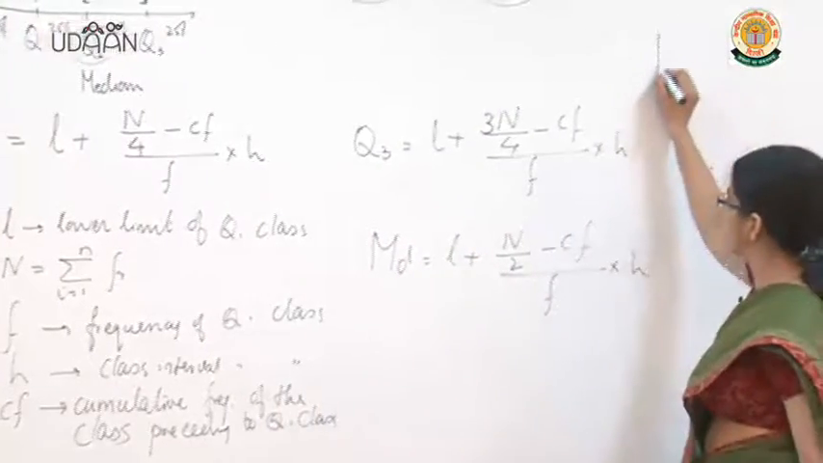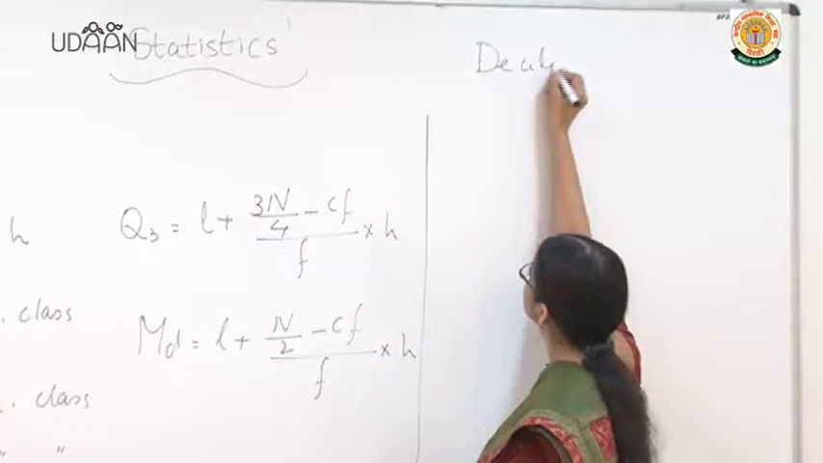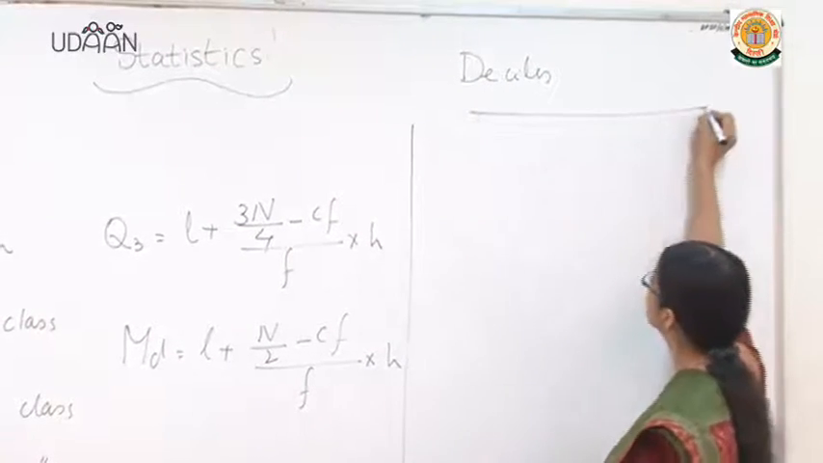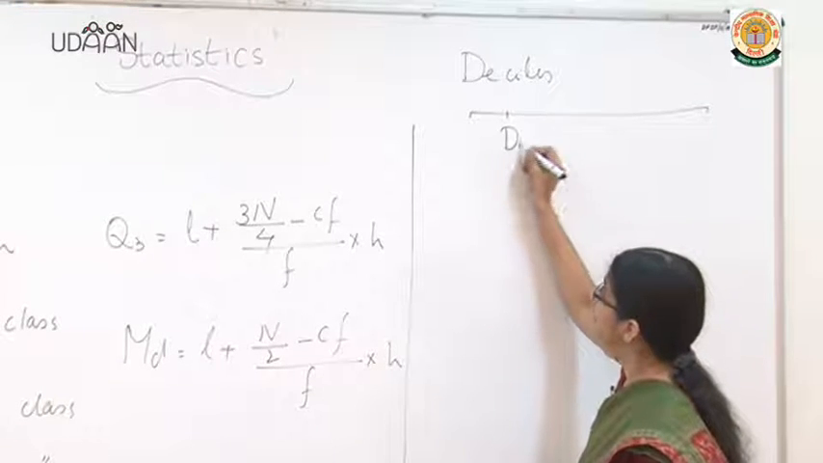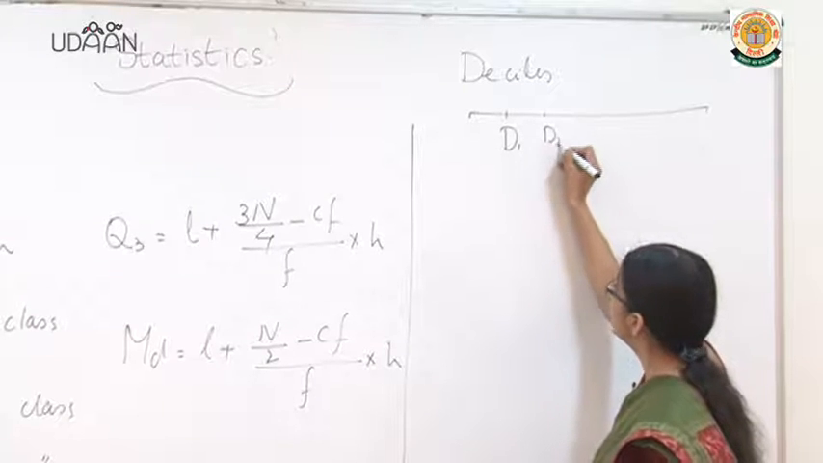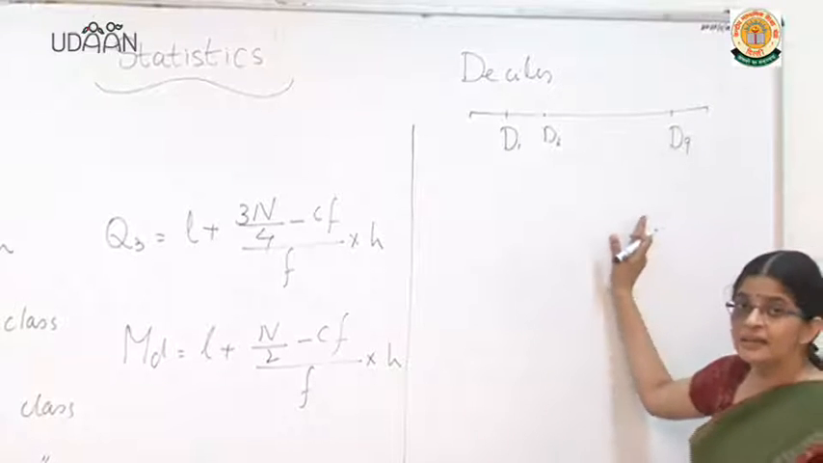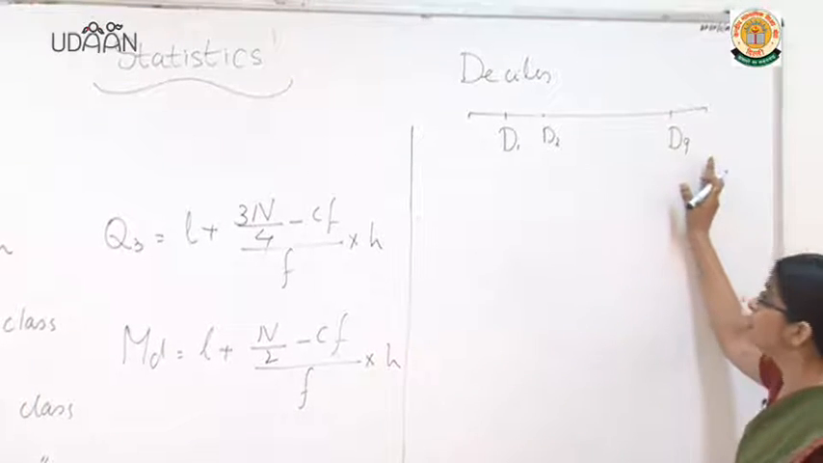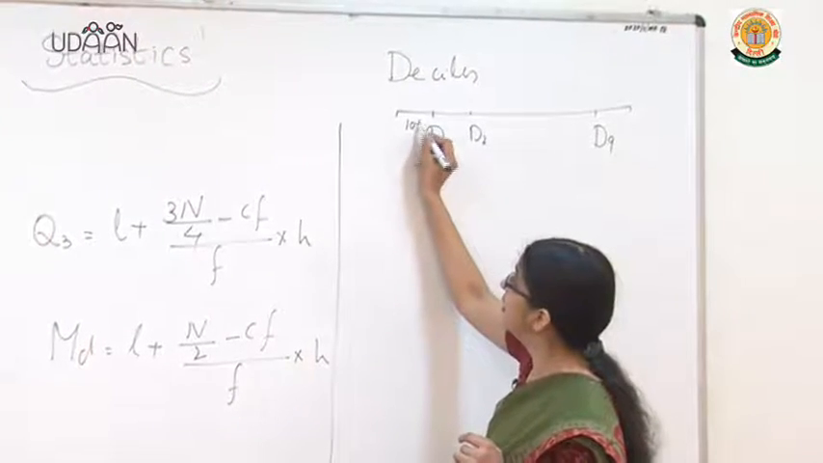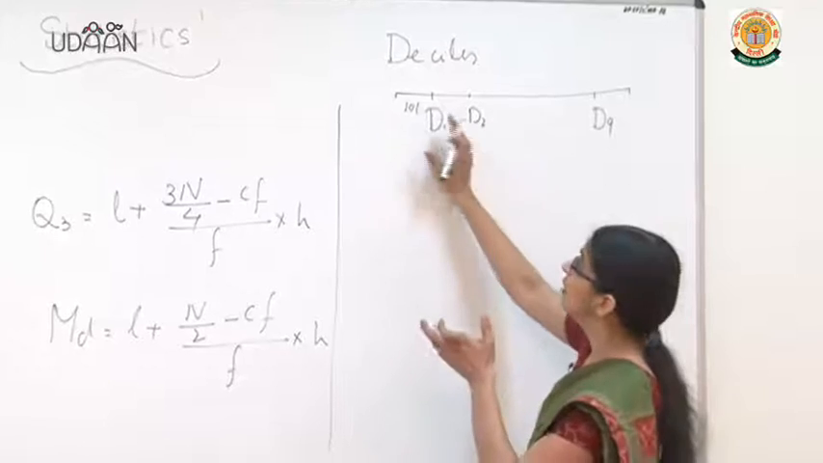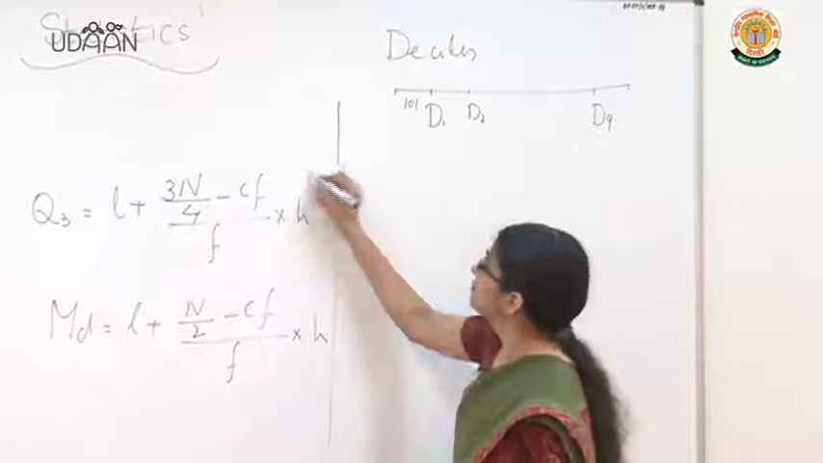The next set of partition values, deciles. Deciles, आप बता सकते हो observation को कितने में divide कर रहे हैं? In 10 parts. They are D1, D2, etcetera up to D9. We have 9 deciles. These 9 values divide the total observation into 10 equal portions. 10% will be less than or equal to D1, 10% between D1 and D2, etcetera. Similar formula. Try to write it.